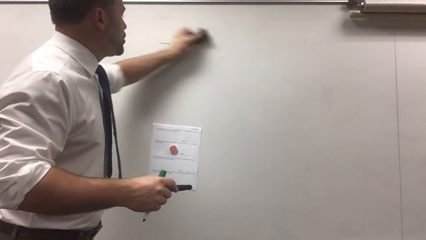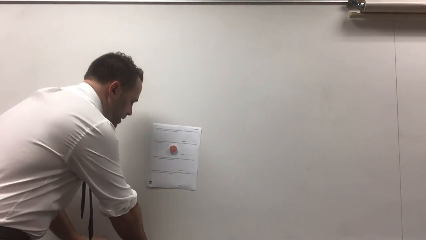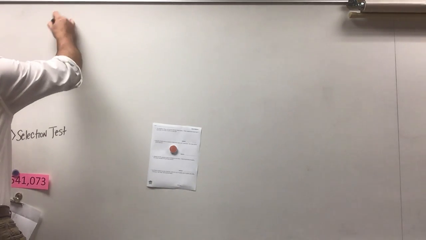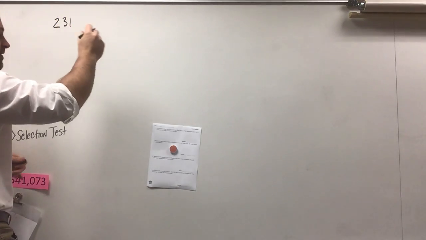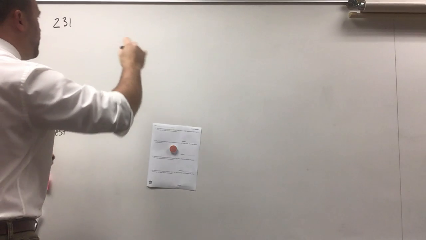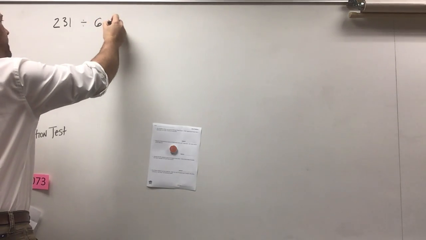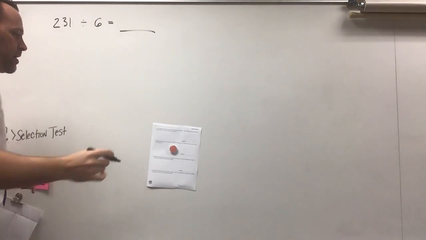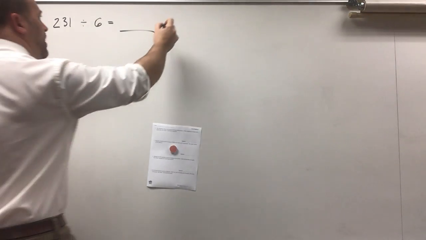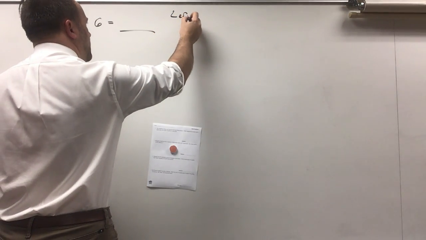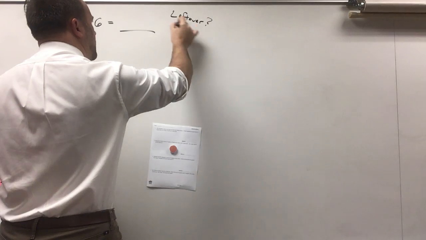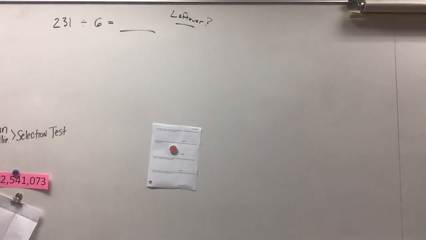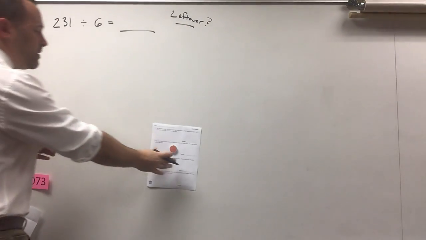All right, let's do number 2. My man Braden had 231 pieces of candy, and he put them into 6 piles, so he's dividing them. But they wanted to know how many pieces are going to be left over. So now they might want a different part of the answer.